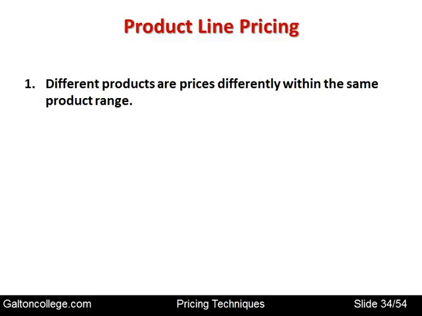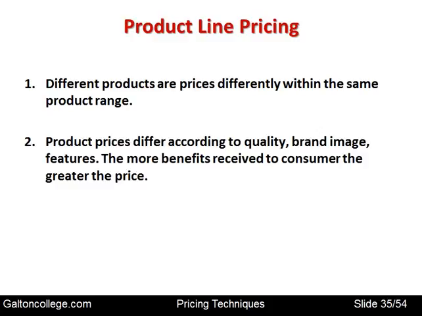Product line pricing. Different products are priced differently within the same product range. So the same product range, but the products are priced differently. Product prices differ according to quality, brand image and features. The more benefits received by the customer, the greater the price.